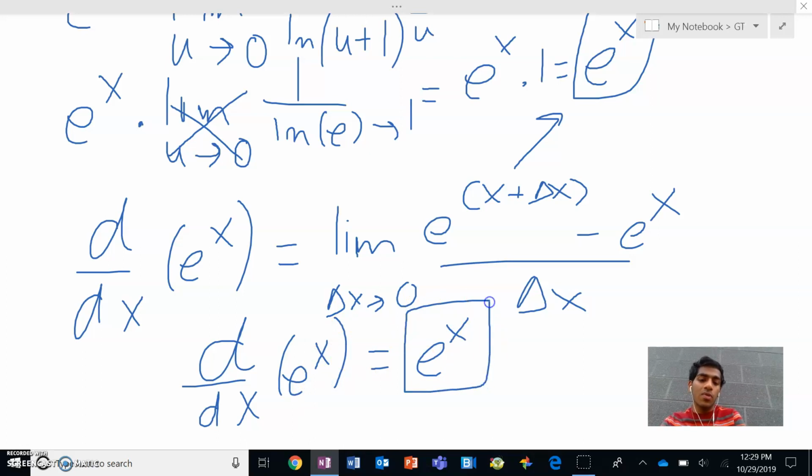There we are. This identity has made our life a lot easier because you don't have to go through all this. Just gotta remember, e raised to the x has the same integral and the same derivative.